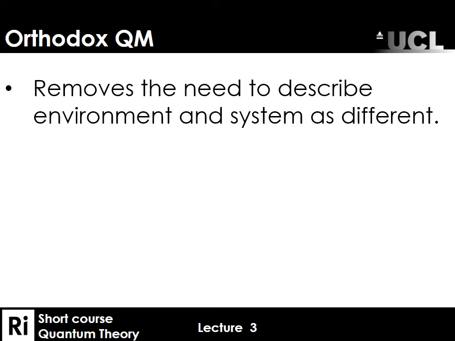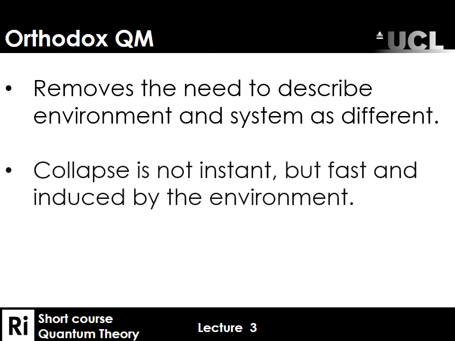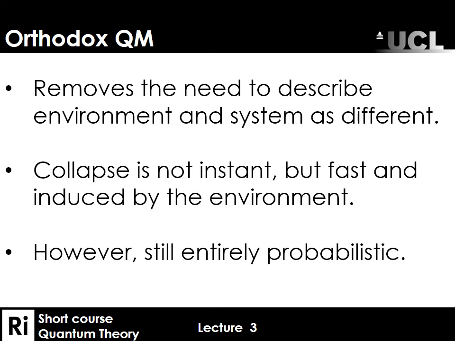So what orthodox QM tries to do is remove the need to describe the environment and the system as different. Often we still have to, because it's very hard to treat the environment since there are many particles, but it's a strategy of trying to think about everything involved in your experiment rather than just the one particle on its own. And so collapse still happens, but it turns out in this theory that it's no longer instantaneous, it's rapid. The quantum particle interacts with this system of many hundreds of particles and rapidly focuses in to having a property, being in a place, having a certain momentum. But it's still entirely probabilistic. It doesn't predict for you exactly what that probability would be.